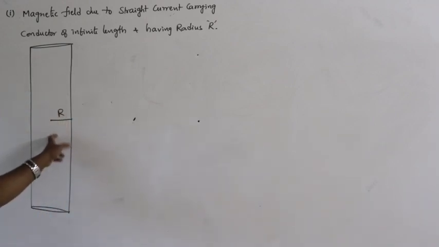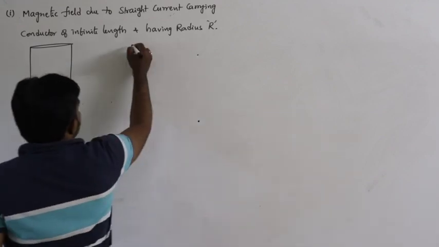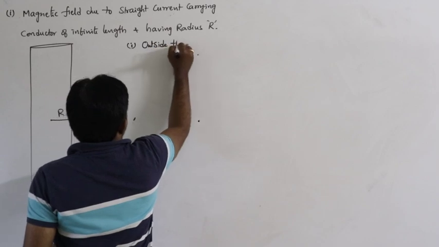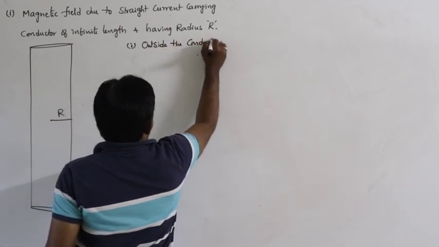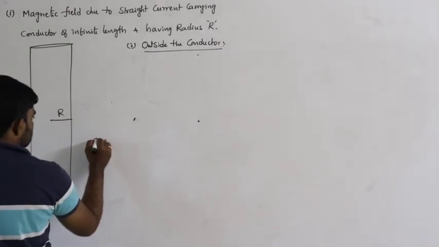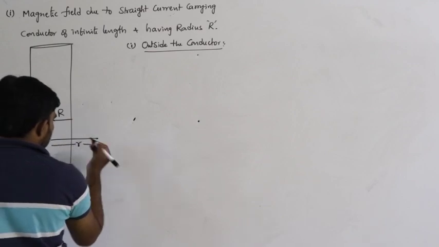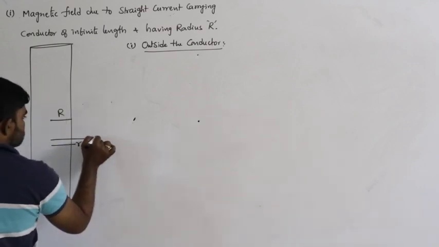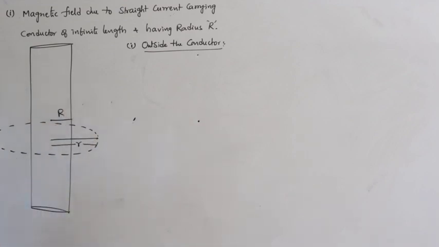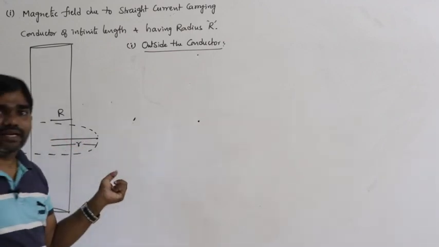So two conditions we have to calculate: outside the conductor and inside the conductor. First case, we calculate outside the conductor. Let us say at a distance r. So this is the distance r. For this distance we have to consider an Amperian loop.